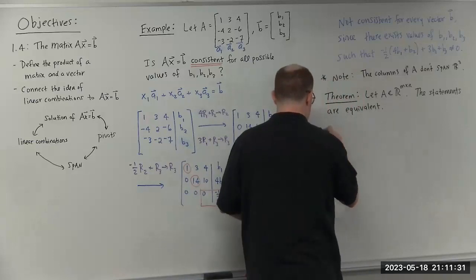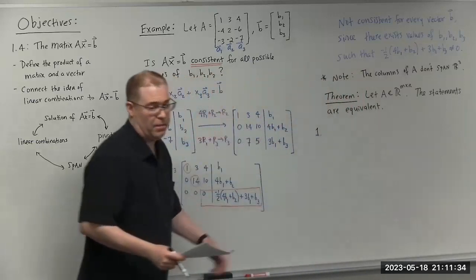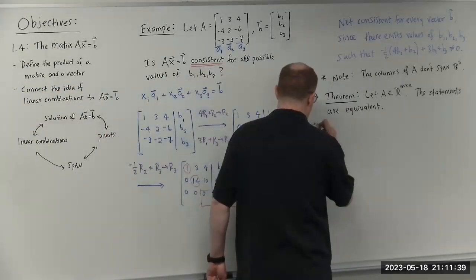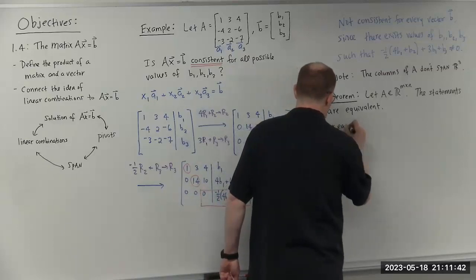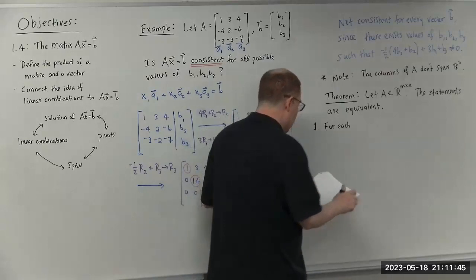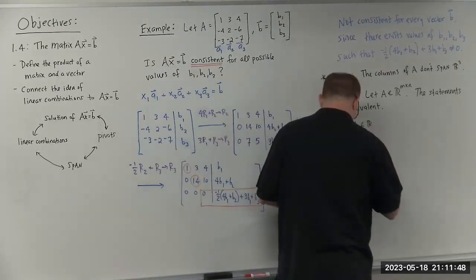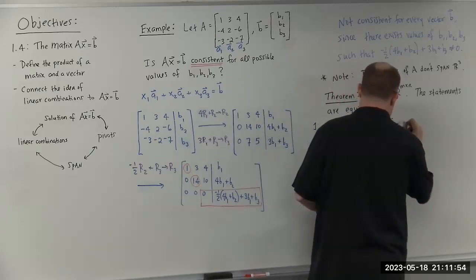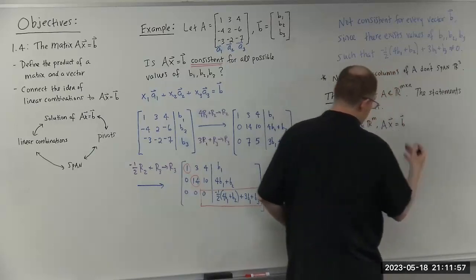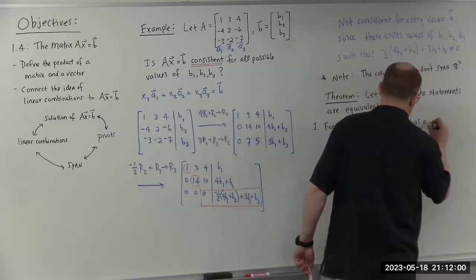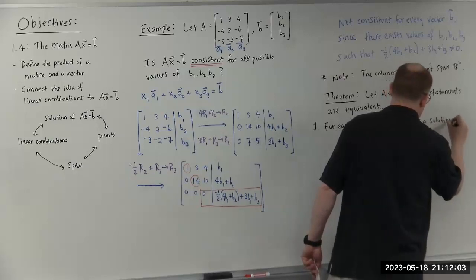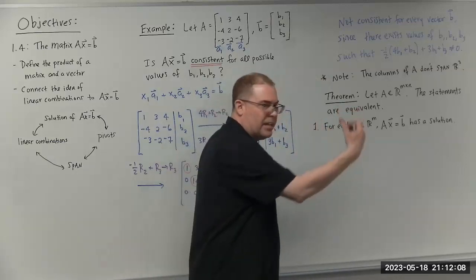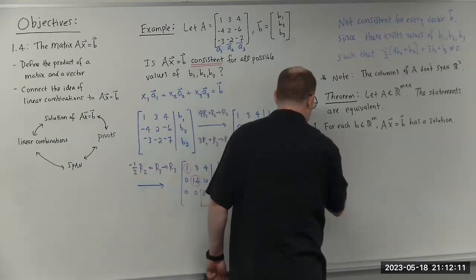All right, first statement. This also summarizes what we've talked about. For every vector B in R of M, AX equals B has a solution. That is just a statement, so if that statement is true, then the following statements are automatically true.